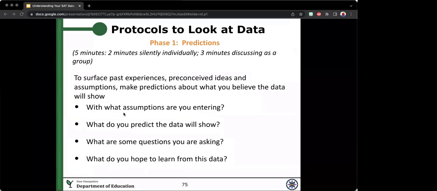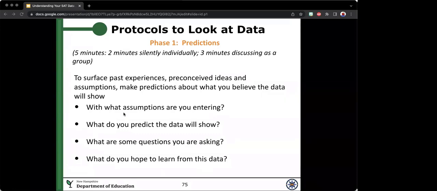So this is just a closer look at phase 1. And you, again, are going to get a copy of this presentation. So if you wanted to do this at a PLC meeting or in a district team data meeting, and you wanted to make copies of these slides and project them, this is great.